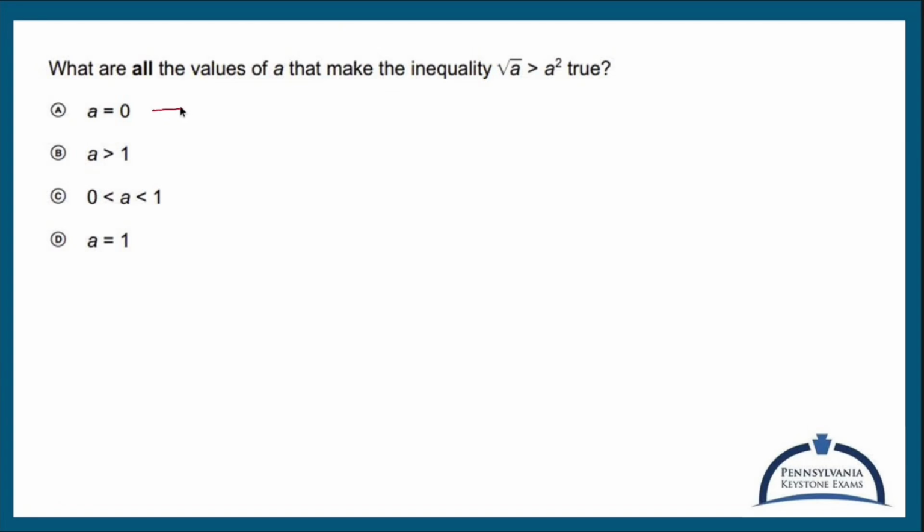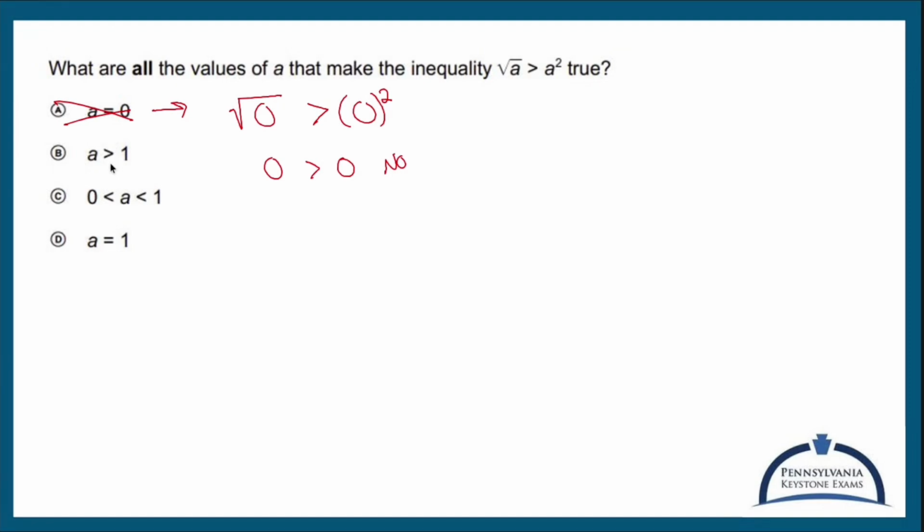Okay, so if a is 0, we would write out the square root of 0 is greater than 0 squared. So let's do the math for each of these. The square root of 0 is 0. 0 squared is 0. Is 0 greater than 0? No, because 0 is 0. So A is not an option.